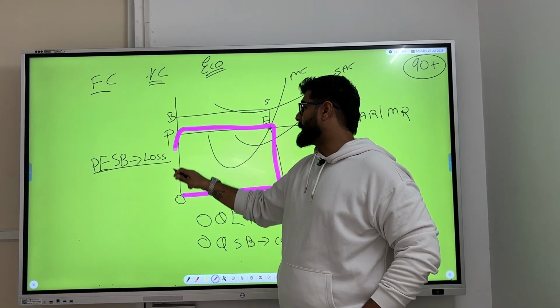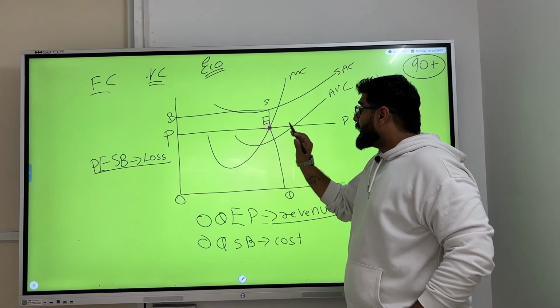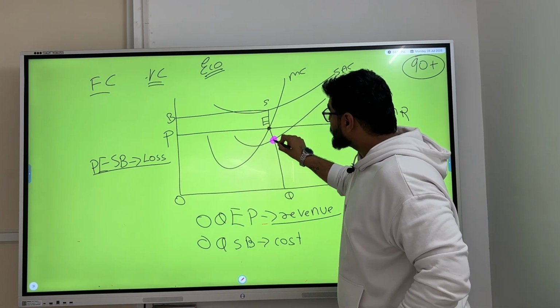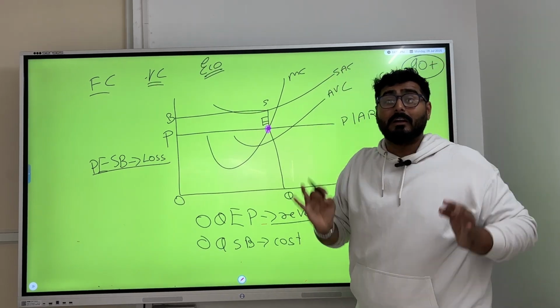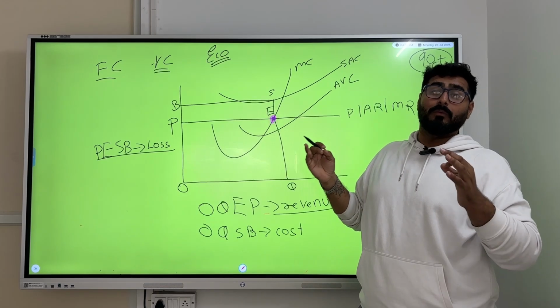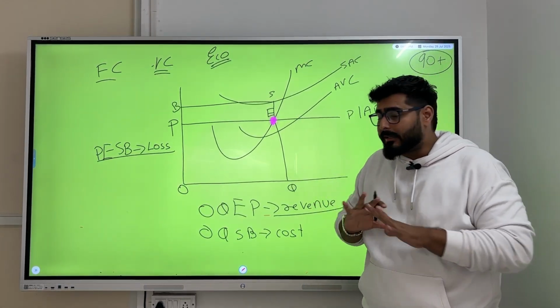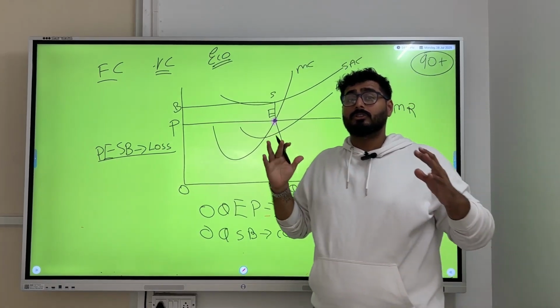OQEP is my revenue. That means at this point is my revenue. Now average variable cost is lower than my revenue. That means I am earning sufficient revenue that I am able to recover my variable cost at least. So it is not a shutdown point.